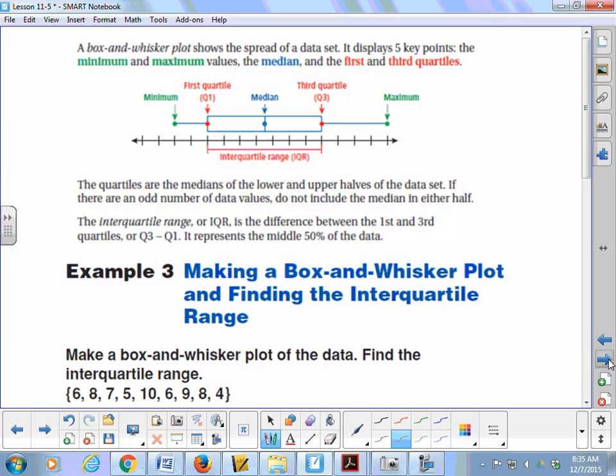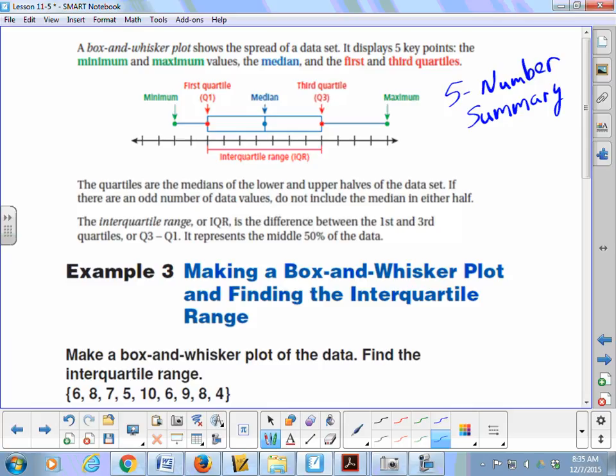Box and whisker plots. How many of you remember making box and whisker plots? Okay. For box and whisker plots, we need 5 important numbers. And this actually has an actual name to it. This is called a 5-number summary.